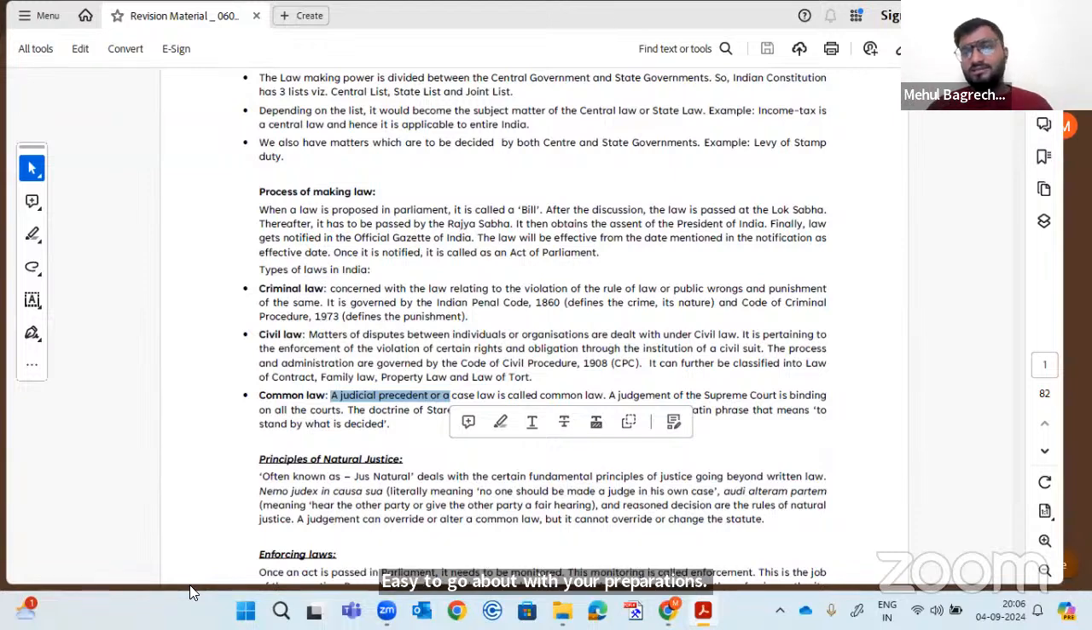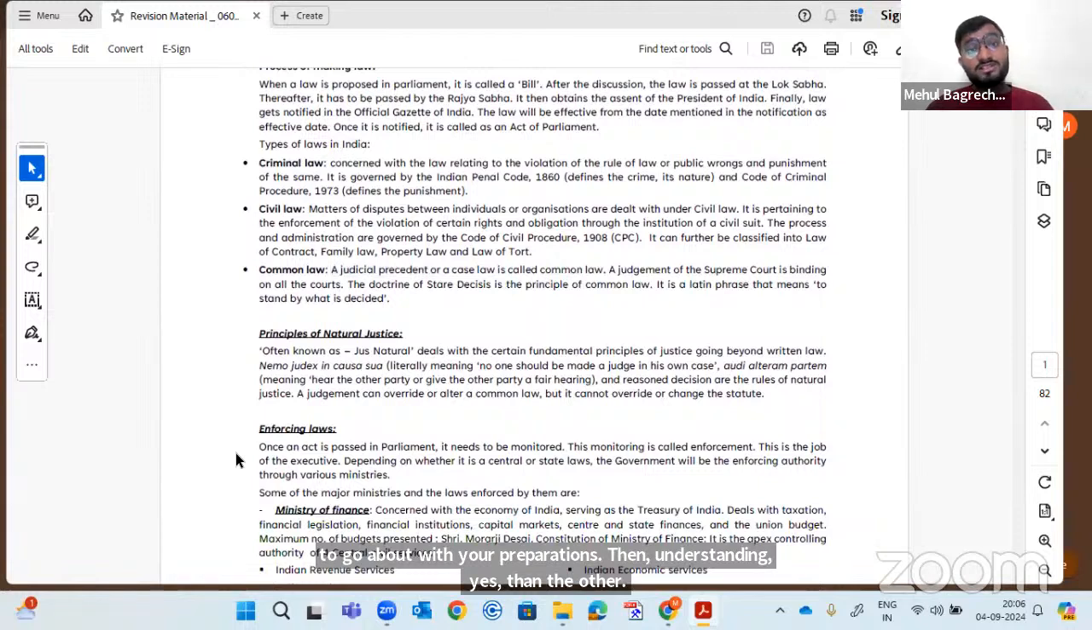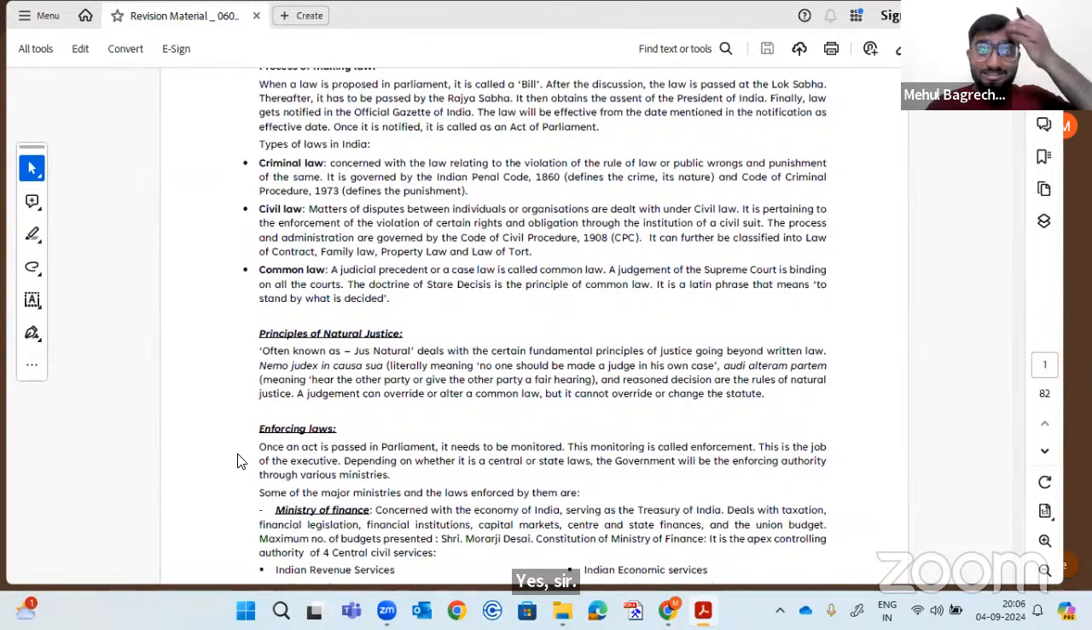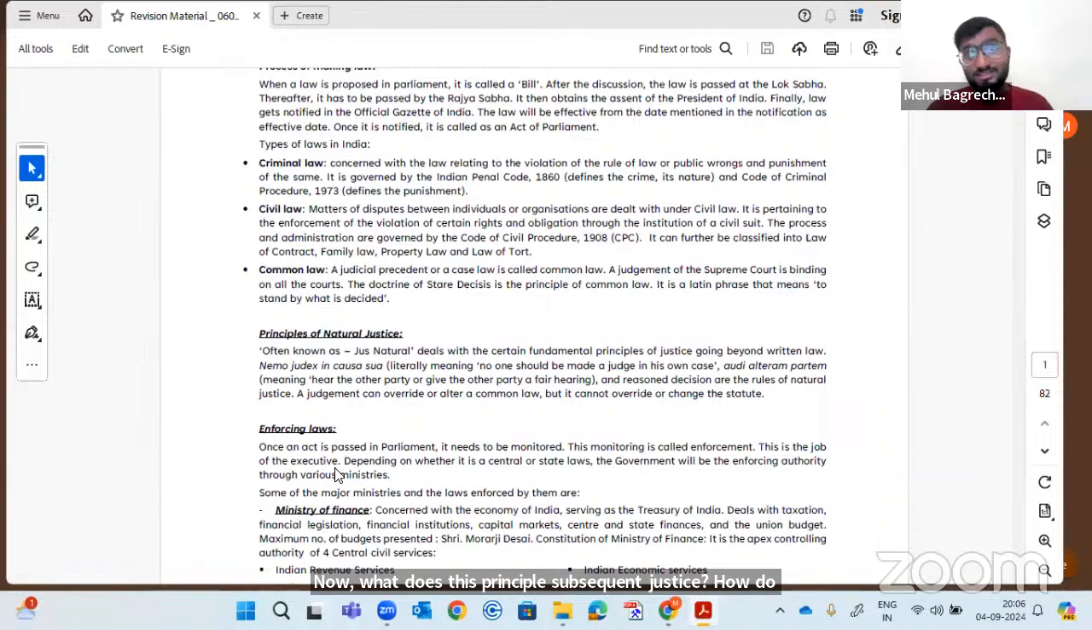Understanding? Yes. Principles of natural justice, sir. Now, what is this principles of natural justice? How do we remember this entire understanding? Do you remember Srivardhan there in the session? Somebody was asked to leave the session without being given a reason. So what was his first question? Why should I leave, sir? What happened? That is exactly the concept of principle of natural justice.